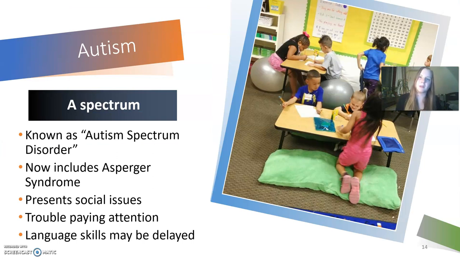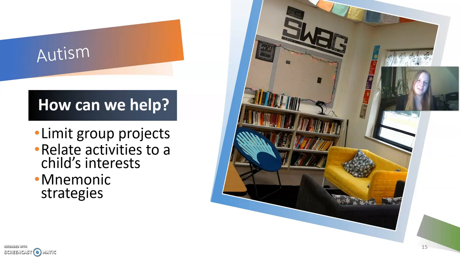Autism is a spectrum. Again, everyone is an individual. It's known as autism spectrum disorder, and now includes Asperger's syndrome. It presents social issues. They might have trouble paying attention, and they might have problems with their language skills. It's a lot for these kids. So you can limit group activities so that they're not forced into being in a social setting, and their differences are not as apt to be teased or made fun of.